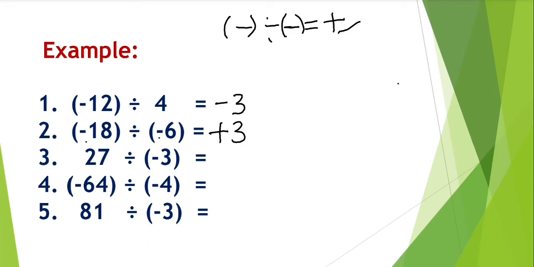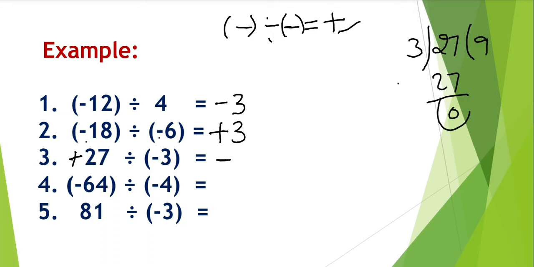See the next problem, 27 divided by minus 3. Here if you observe, this is a plus symbol and this is minus. Already we discussed plus divided by minus. One is positive, one is negative. So different symbols division gives a negative result. Plus divided by minus is minus. 27 and 3: we know that 3 nines are 27. Like this you have to write the answer. This is minus 9.